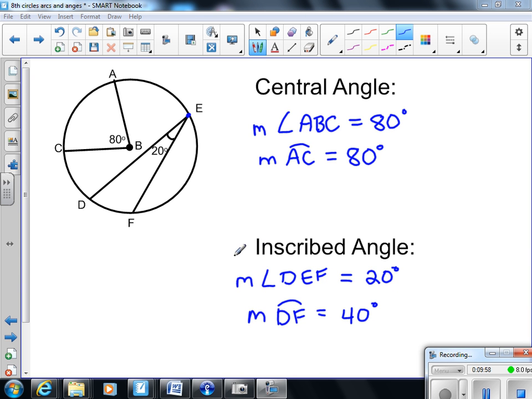Let's also list another central angle, which would be your major angle. What would be the measure of angle AEC? If this one's 80 and the whole thing's 360, what do you get? You get 280 degrees. Good.